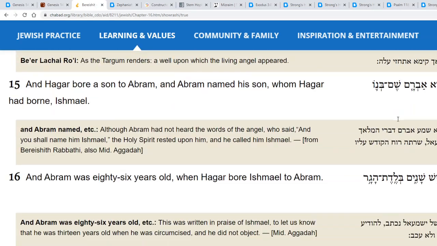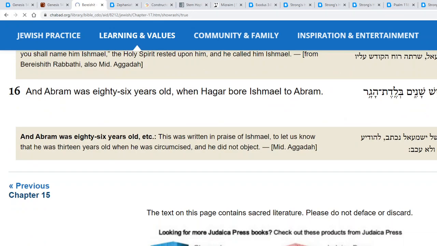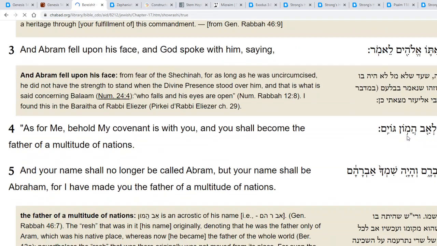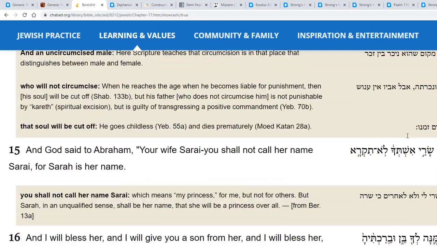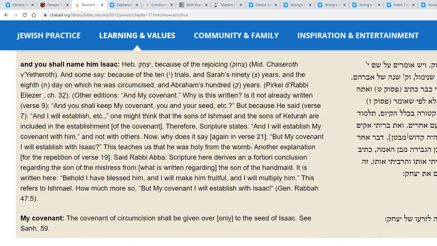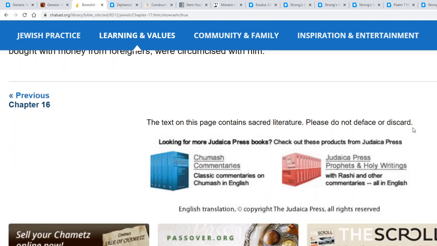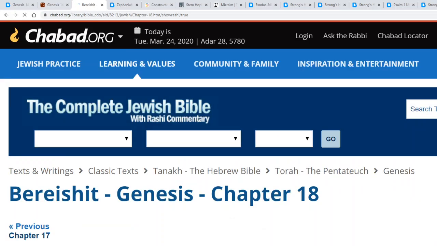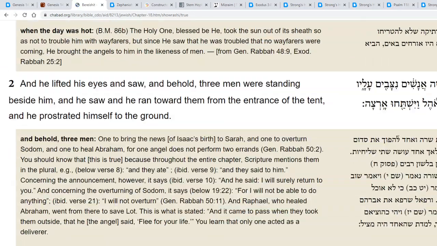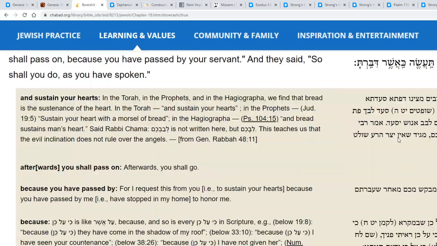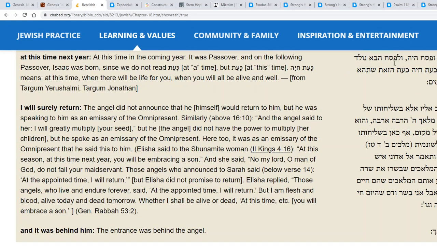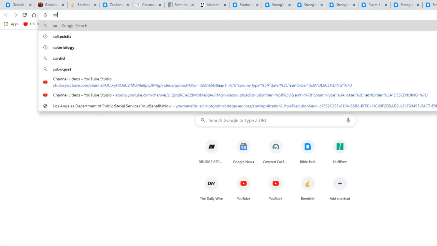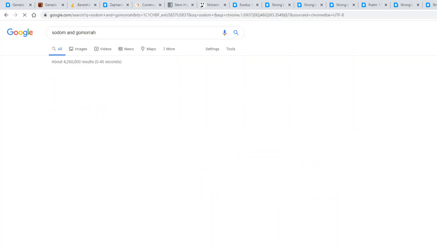Sodom and where's Gomorrah? This is Hagar. We're not getting into Amora yet. Amora, multitude. And Ishmael talking. Where is the story of Sodom and Gomorrah? Okay, so let's see.